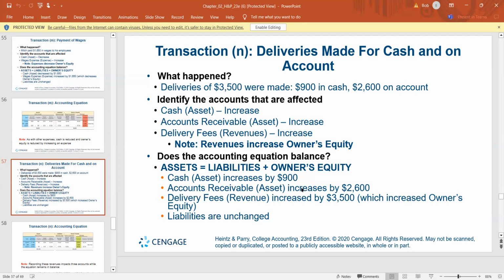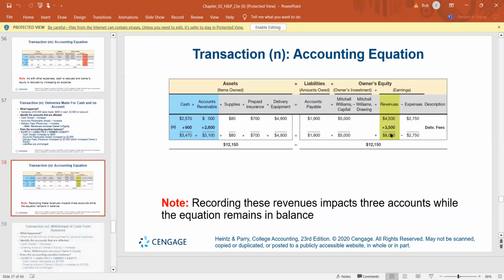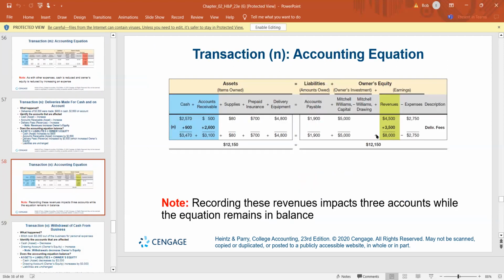So cash is going to increase by 900. Receivables will increase by 2,600, and the full sale was 3,500. Here we go. Sales, $3,500. Wow, our revenues are now up to $8,000, huh? We received $900 in cash, and the balance is going to be in the form of accounts receivable. Recording these revenues impacts 3 accounts while we remain in balance, and it increased the equity, huh?